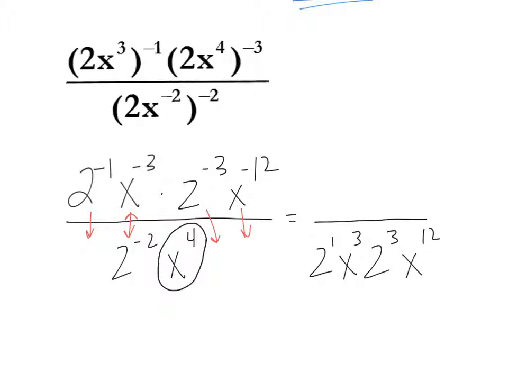And what else do I have? That x to the 4th. So I'm kind of lining everything up and organizing it and getting rid of all the negative exponents. And what did I have in the denominator that came up to the top? The 2 squared.